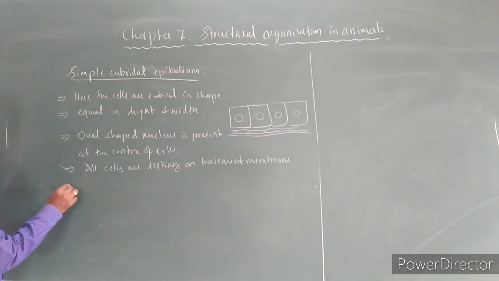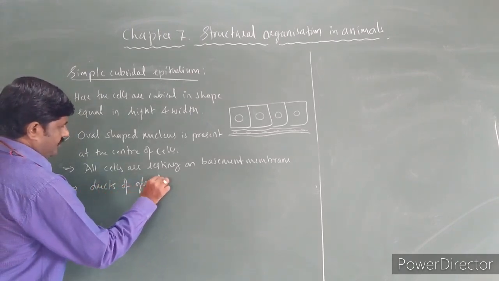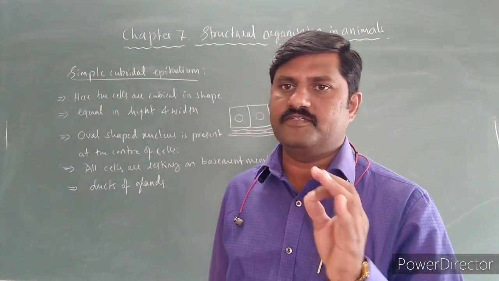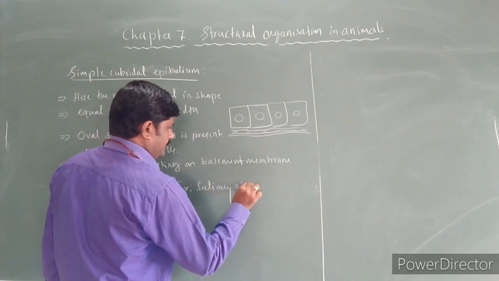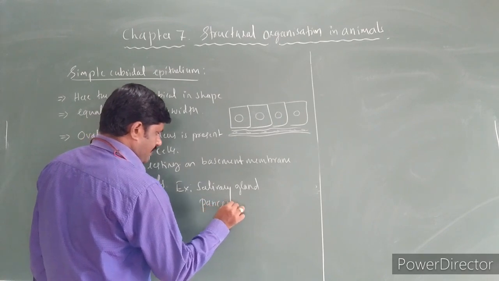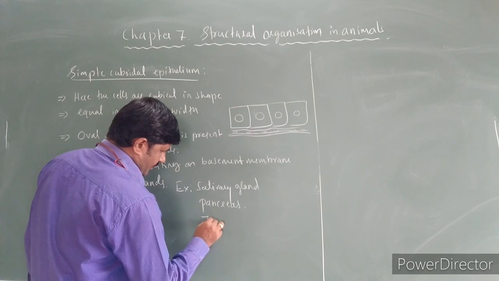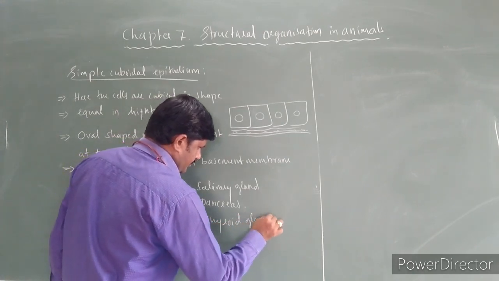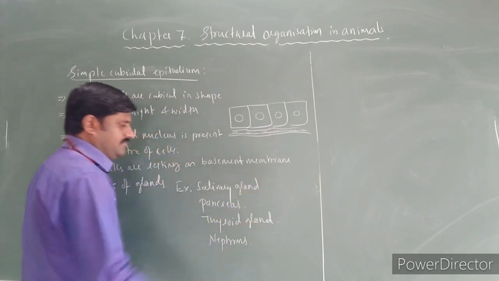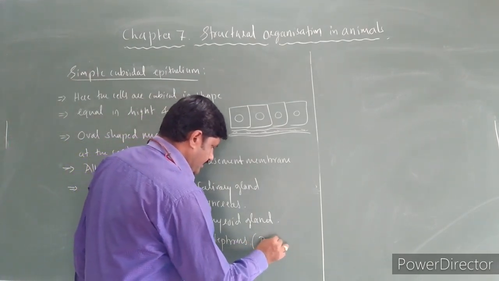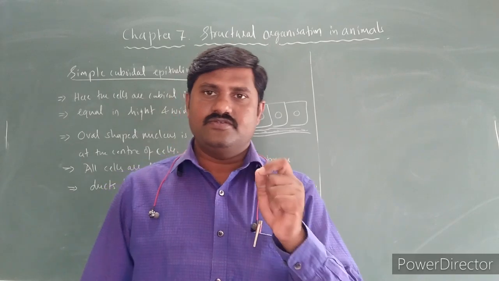Such kind of simple cuboidal epithelial cells are usually seen in the ducts of the glands, right? So they are present usually in the ducts of some of the glands, for example, the salivary gland and even the pancreas. Pancreas is also one, and it is present in some other glands like the thyroid gland, and sometimes it is present in the nephrons also. Especially it is located at the initial part of the PCT, that is the proximal convoluted tubule, as we have studied in the last class, right? So what is PCT, you know?